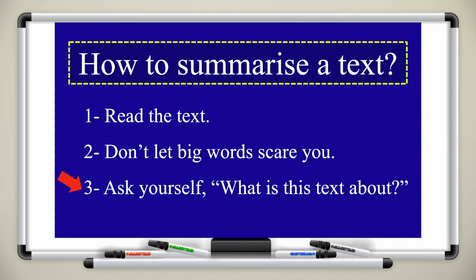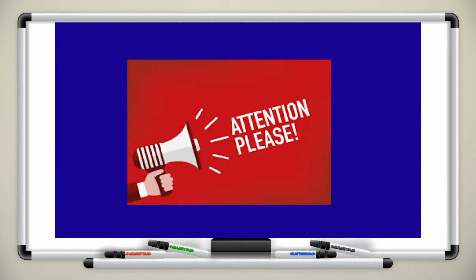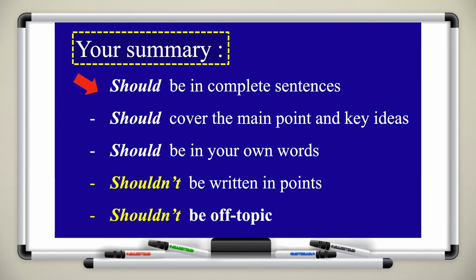Number 3, ask yourself, what is this text about? Pay attention to the following. Your summary should be in complete sentences. It should cover the main points and key ideas. It should be in your own words. It shouldn't be written in points, and it should not be off topic.